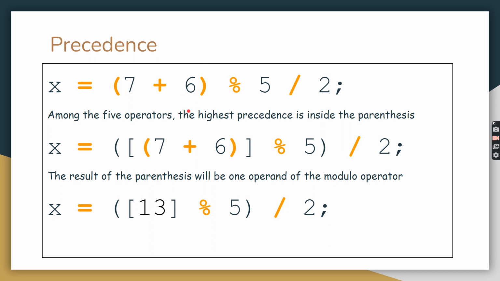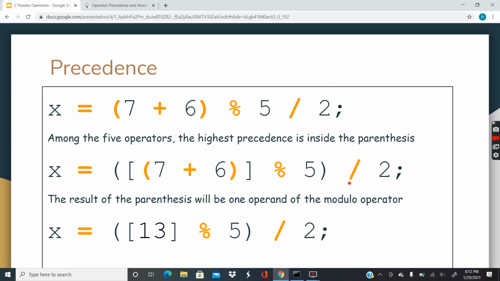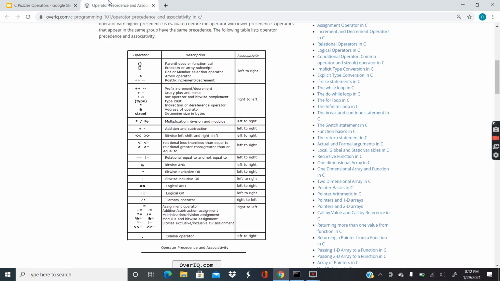The second highest precedence operator would be a tie between the modulo operator and the division, as we can confirm by looking at our operator precedence table. We see that the division and the modulo operator are on the same level of precedence. Therefore, the associativity will be from left to right.